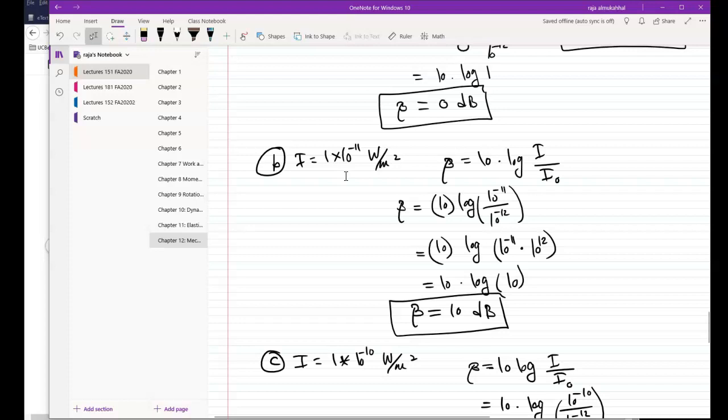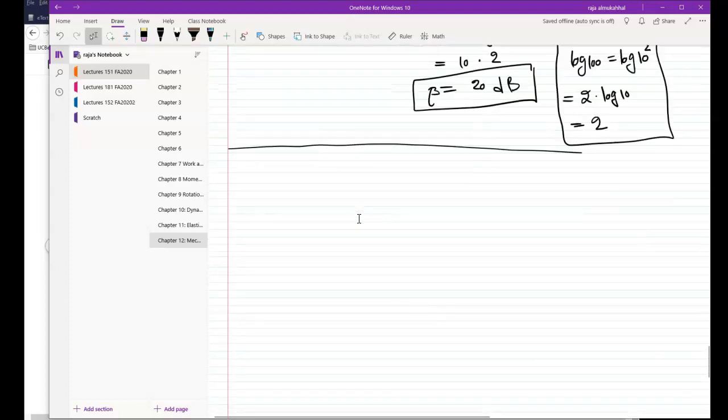Okay, so that requires some knowledge of algebra, logarithmic algebra. So before I do this problem, I want to show you some algebra here. Review of algebra.